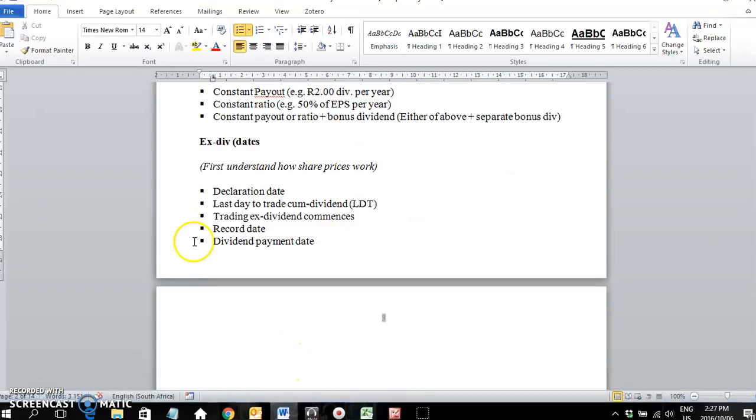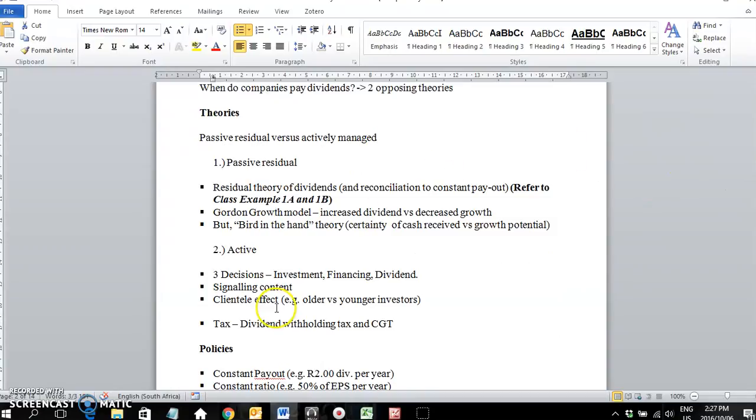And then the last date to be mindful of is the payment date. That's basically when the cash payment of 2 Rand per share is made. The record date is just when the shareholders that qualify for the dividend are recorded in the share register. So not that important. Now let's get back to signaling.